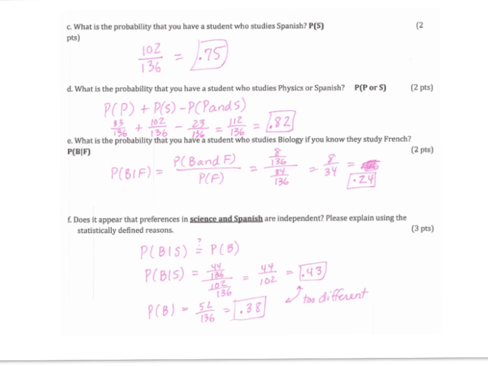Some people actually did it for every single subject. And then again, based off of what you thought, you could have argued that 0.38 and 0.43 are close enough together, but you had to make the correct argument given the numbers. If you just gave a written explanation, it wasn't enough on this one. All right, so there's your explanation.